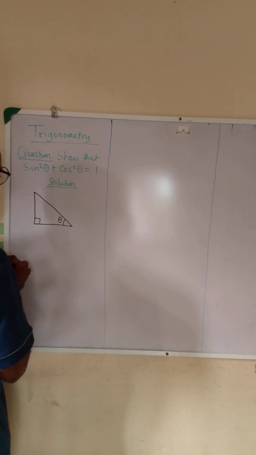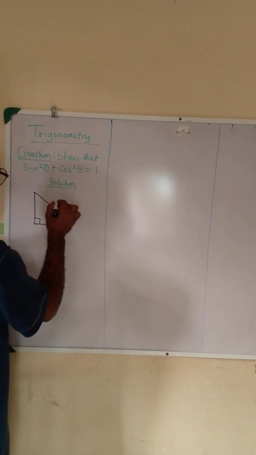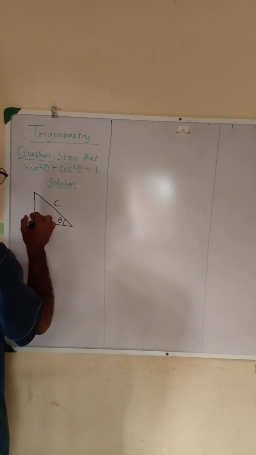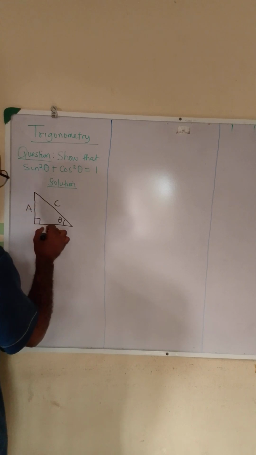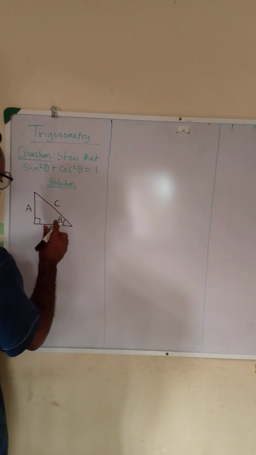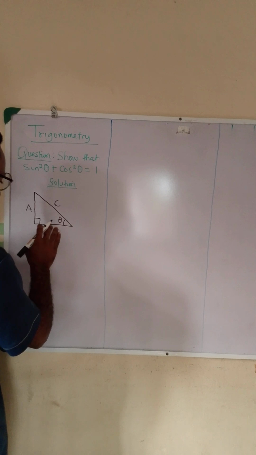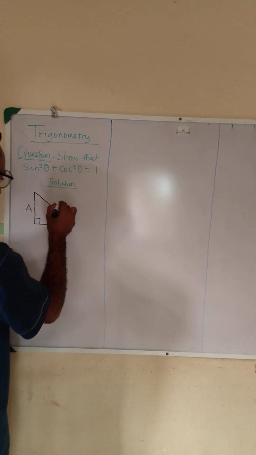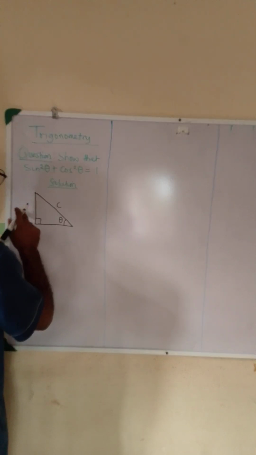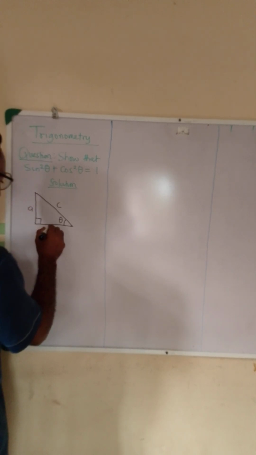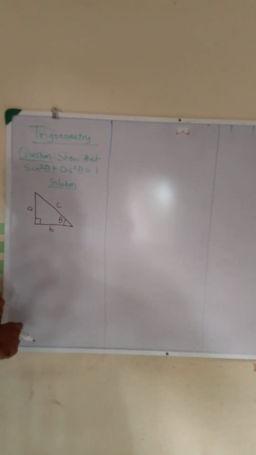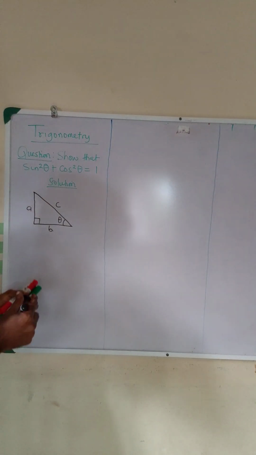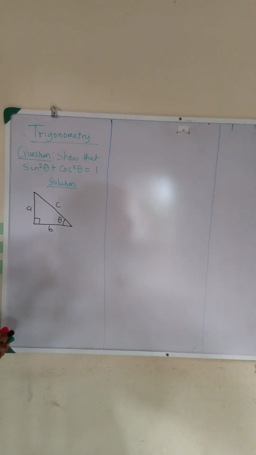This is angle 90. And so we can call this C, being the longest side, the hypotenuse. We can call this A, and then we call this B. Let's use small letters, so let's call this C, this A, and this B. We are going to be using this to prove that sine square theta plus cos square theta equal to 1.